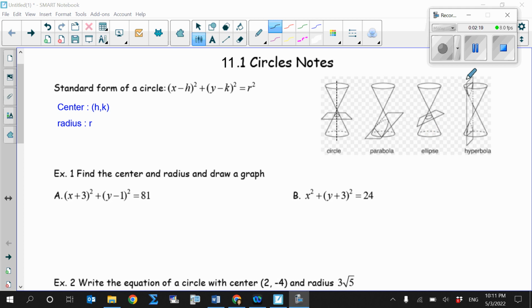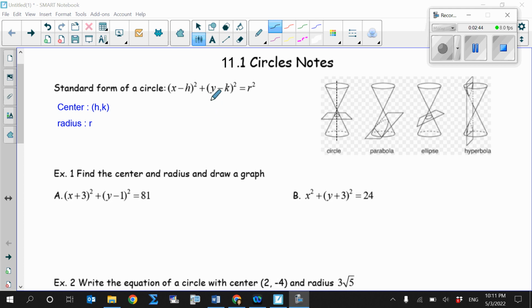But if the plane is crossing the two cones on top and the bottom, or we also say two nappes, crossing both of them, then it's going to create a hyperbola. So these are called conic sections because they are basically the intersection of a plane and a cone. Now we're going to talk more about circles in this lesson.